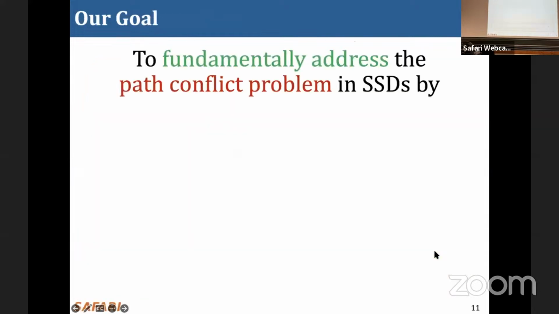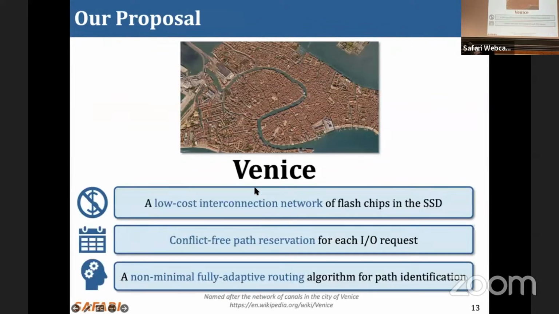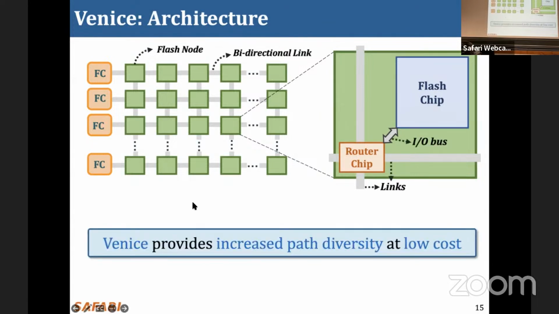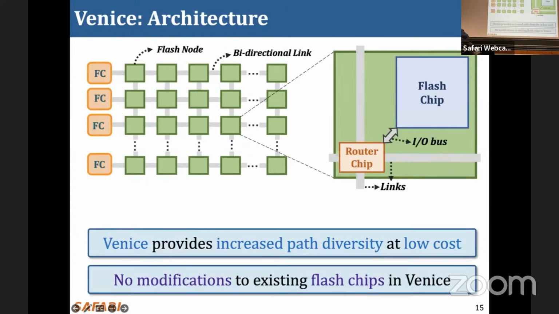But you can actually make a better design by considering that I have a router, and routers are in the network. We have 4 links, but the router is connected to flash chips with 8 I/O pins. That's the key reason that we reduce the cost here. Links are also bidirectional, meaning we use the same 8 wires for 2 directions. That also reduces cost. As a result, Venice provides increased path diversity at low cost. And we don't have any modification to existing flash chips in Venice, which is very important.